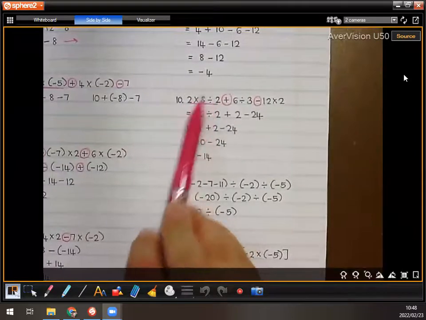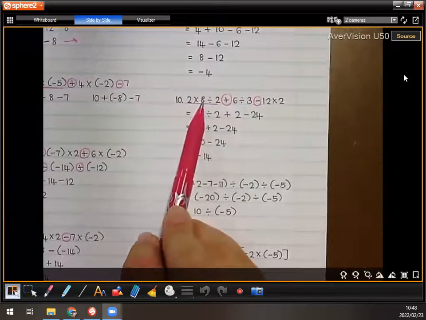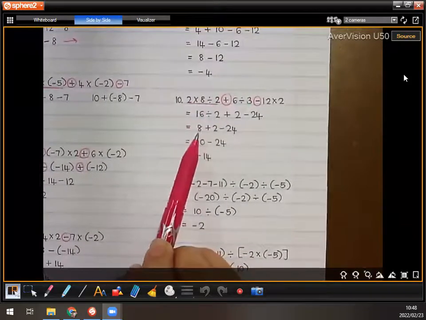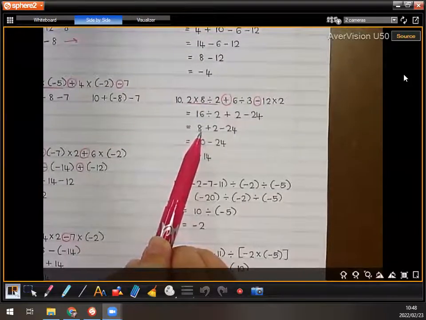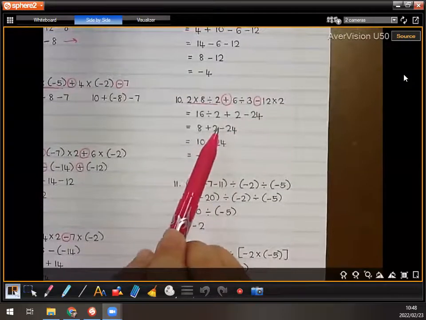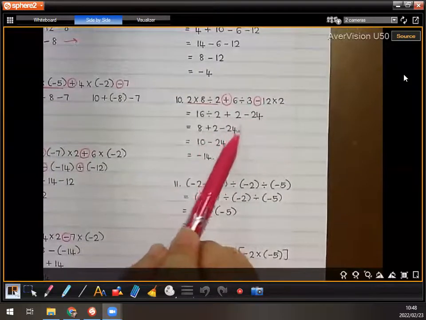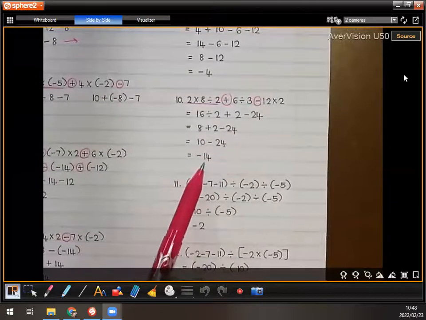Now, guys, you could have done this all in one line, right? You could have just said in your head, what's 2 times 8? It's 16. 16 divided by 2 is 8. All right, so you could have done that all in one calculation. Plus 2 minus 24. What's 8 plus 2? 10. Then you have to put your minus 24 there again. 10 minus 24 is negative 4.